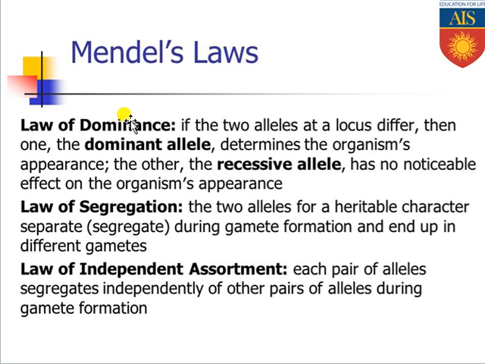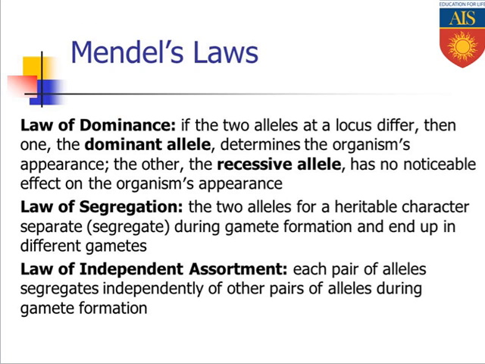Now I am coming to the most important point: whatever conclusion we have drawn from these two experiments, or Mendel has drawn. Mendel has proposed 3 different laws: first law, second law, and third law. First law is the law of dominance, second law is the law of segregation, and third law is the law of independent assortment. What are these laws actually?